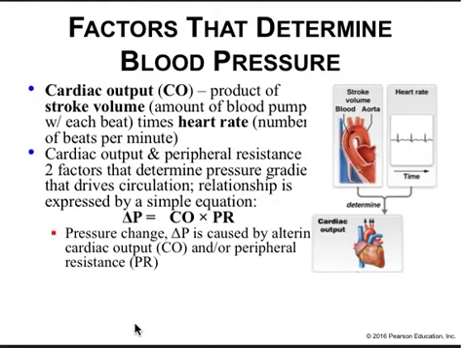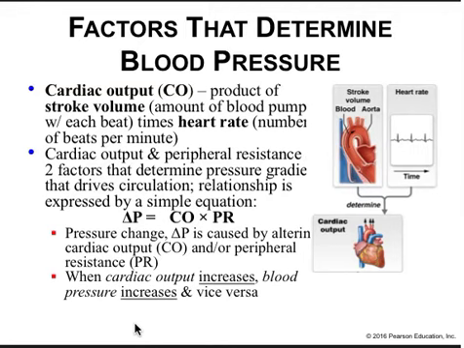The pressure change is caused by altering the cardiac output or the peripheral resistance. When the cardiac output increases, the blood pressure goes up, and vice versa. And, as you probably guessed, when the peripheral resistance goes up, you're going to see a greater pressure difference between two points in the circulatory system.